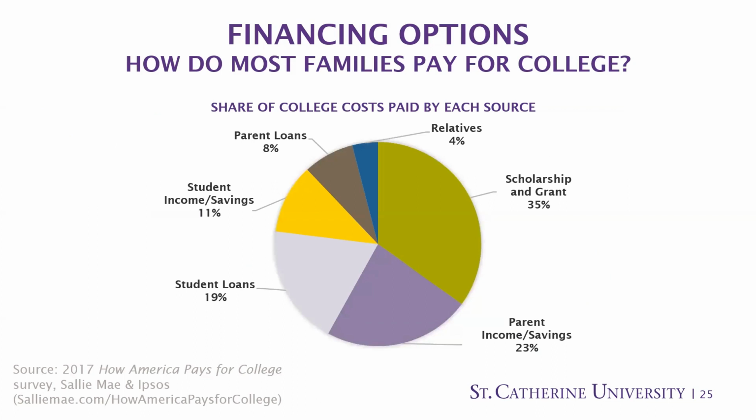Now that we have learned about different ways to help a student pay for college, let's take a look at a study conducted by Sallie Mae in 2017 that shows how most families pay for college. The majority of college costs paid for a student come from scholarships and grants, that being 35%. The next largest contribution comes from parent income and savings at 23%. After that, student loans is the next largest, coming in at 19%.